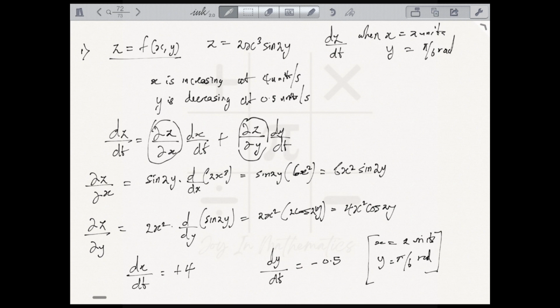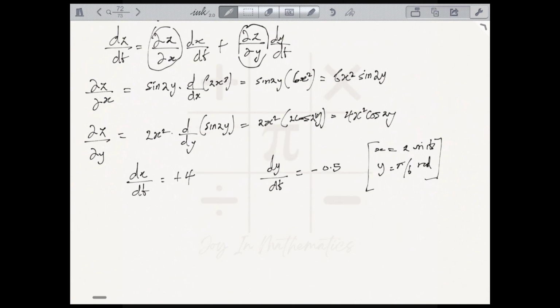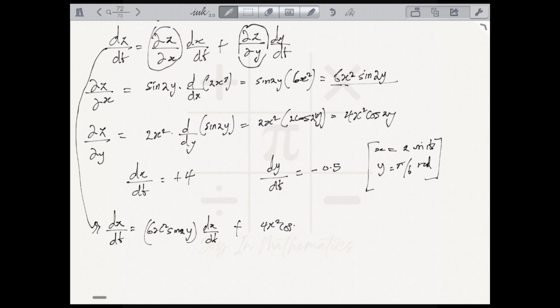So we will be required to evaluate dz/dt, but then let us substitute as necessary. So our dz/dt is 6x squared sine 2y multiplied by dx/dt, plus 4x squared cos 2y multiplied by dy/dt.